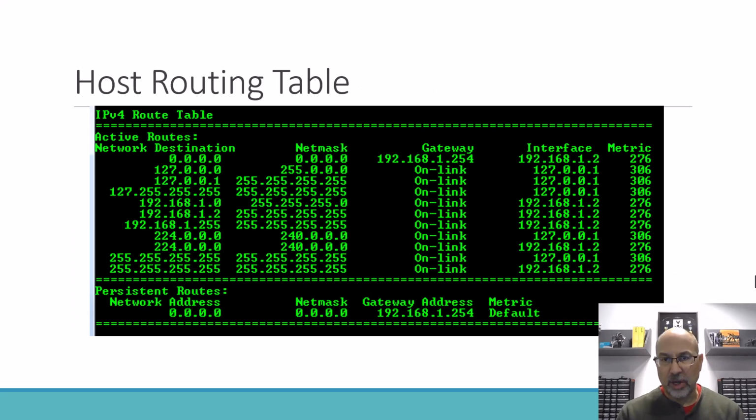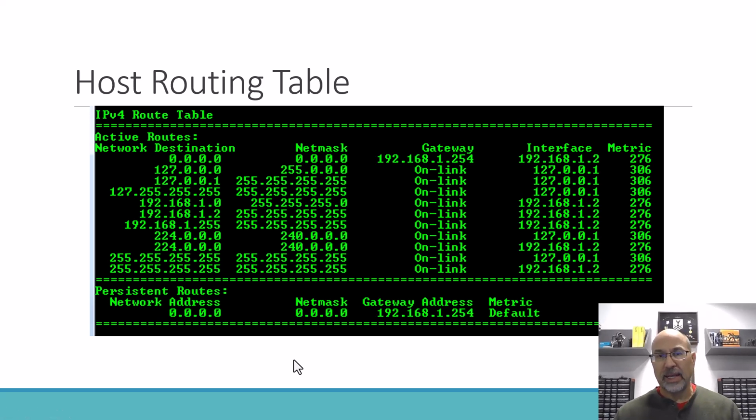So if we take a look at our host routing table again, anytime I want to talk to somebody on my network, I'll use this entry right here. If I want to ping myself, it'll be this entry. If I'm not sure where my destination is, I might use this entry. If I was going off of my network, I might use the default gateway. And then, of course, we've got our multicast and limited broadcast values here.